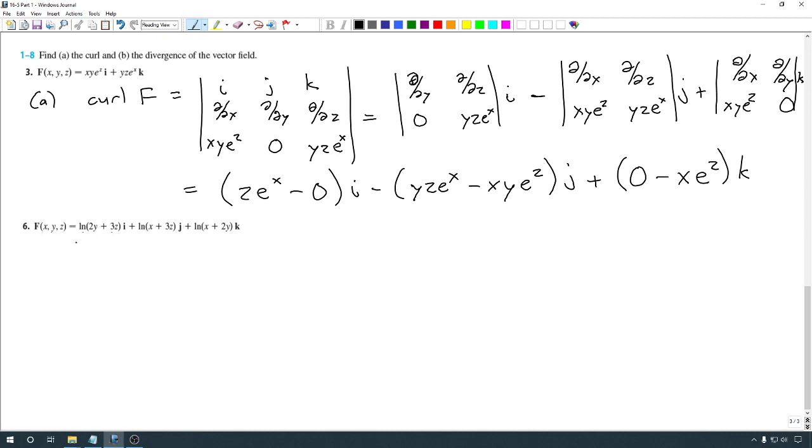Here, problem 6, the same directions here, so this was problems 1 through 8. Again, we're going to ignore the divergence part of this for now, and come back to it later. But we're looking at the curl of this vector field.